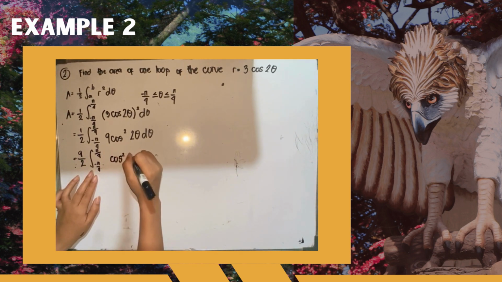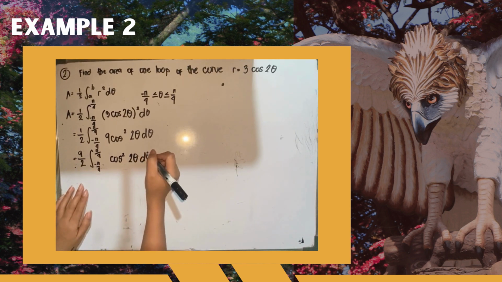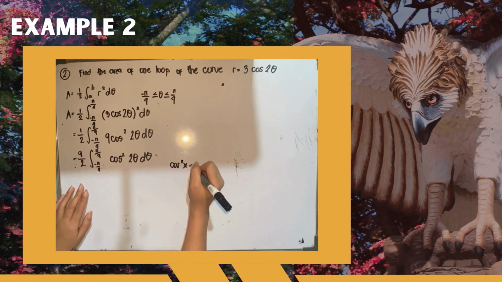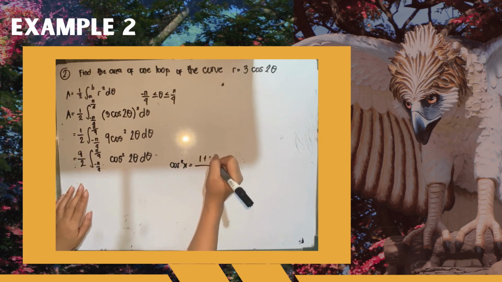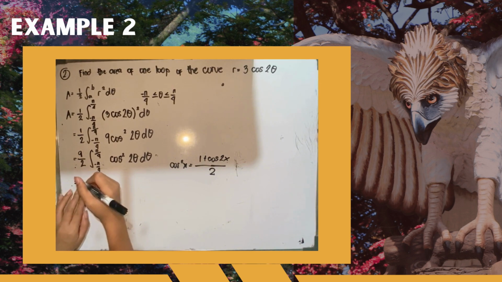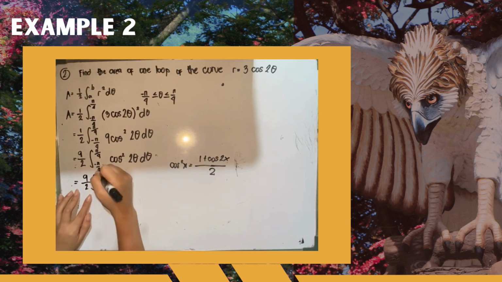Cosine squared 2 theta d theta. And for our step 3, we have to use the identity. As we all know, the trigonometric identity is cosine squared x equals 1 plus cosine 2x all over 2. And now we have to substitute the identity. They become 9 over 2, integral from negative pi over 4 to pi over 4.